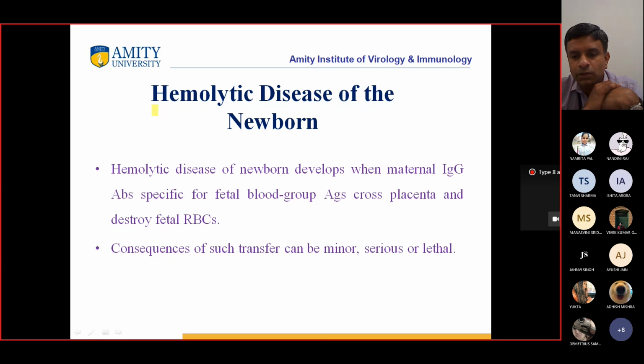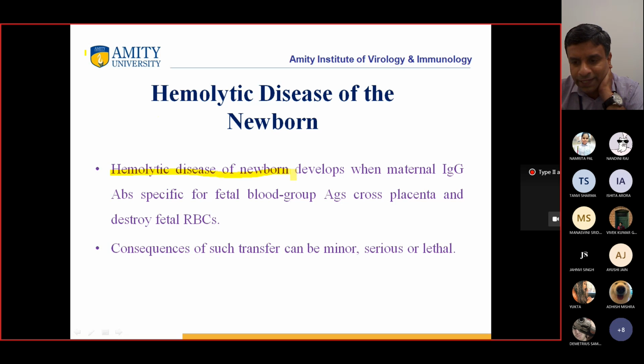Hemolytic disease of the newborn develops when the mother's immunoglobulin G, we are talking about maternal IgG antibodies, which are specific for fetal blood group antigens, cross the placenta and destroy the fetal RBC. So just try to understand this sentence. We are talking about hemolytic disease of the newborn.